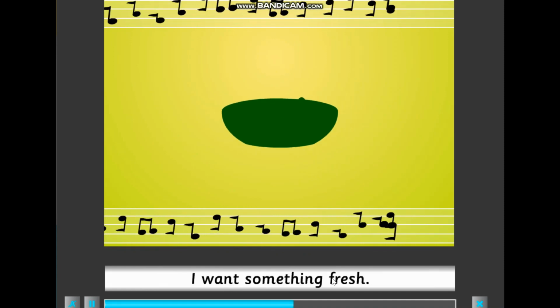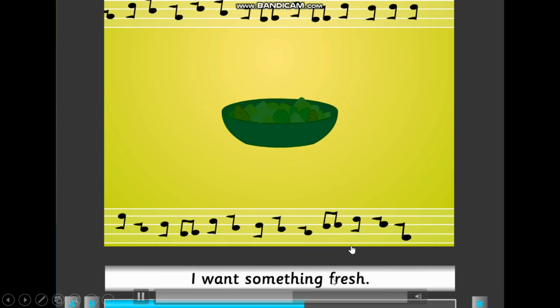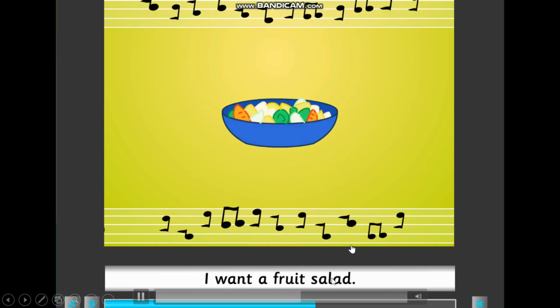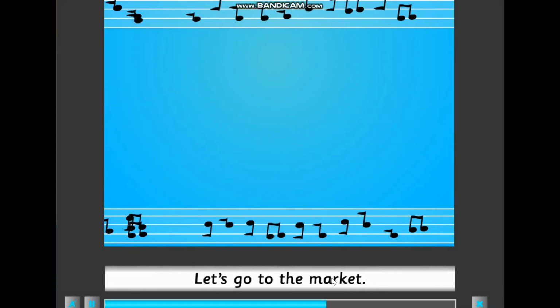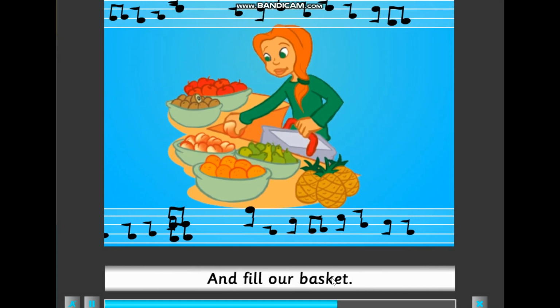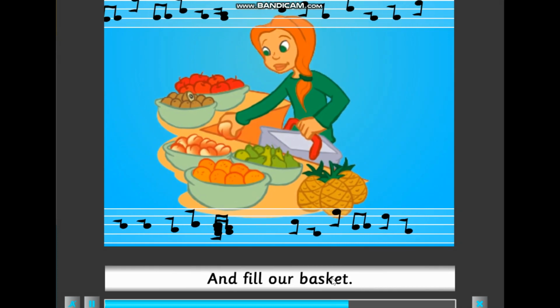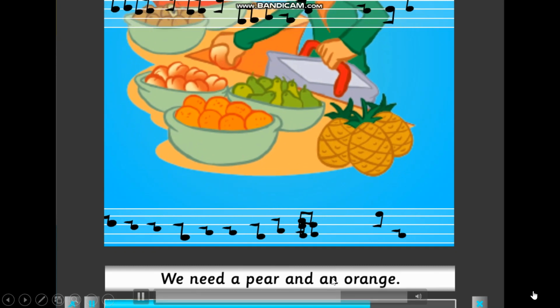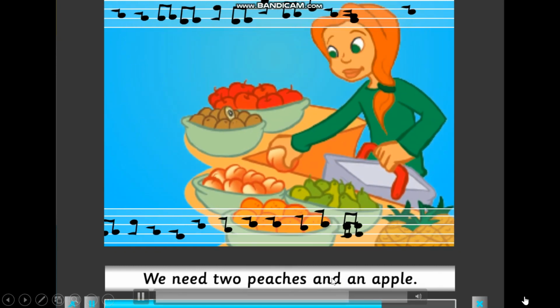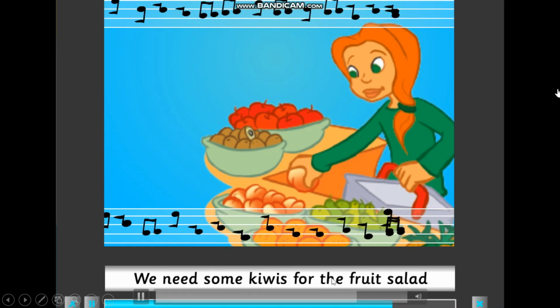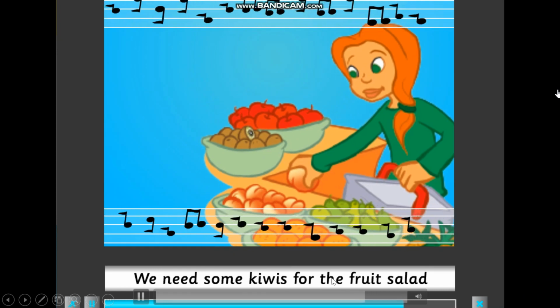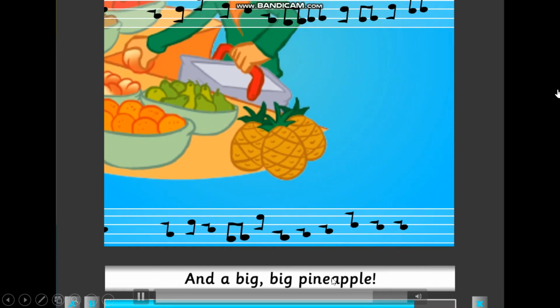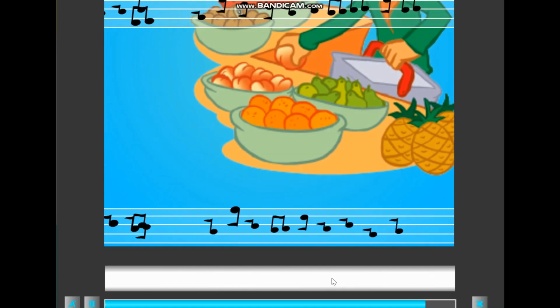I want something fresh. I want a fruit salad. Let's go to the market and fill our basket. We need a pear and an orange. We need 2 peaches and an apple. We need some kiwis for the fruit salad and a big, big pineapple.